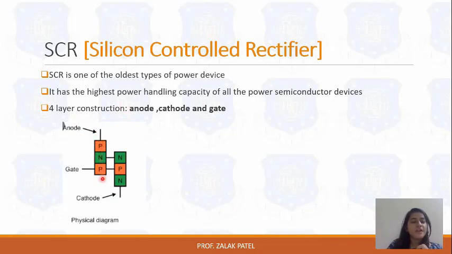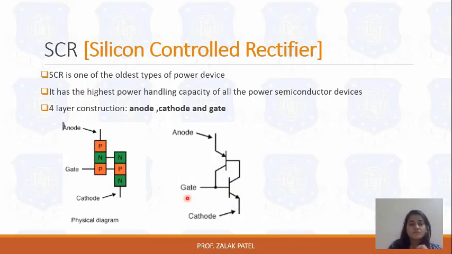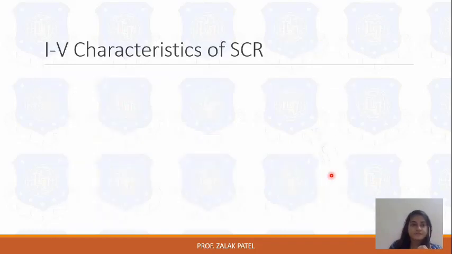Here you can see PNPN, means a total 4 layer construction is there. So it provides 2 transistors. Here you can see a PNP as one transistor and an NPN as the second transistor. So it operates in a 2 transistor mode. Over here there is a gate terminal to provide the control. This is the circuit symbol of the SCR with anode and cathode. One gate terminal is connected for the control operation.